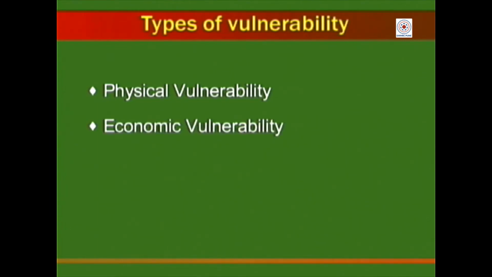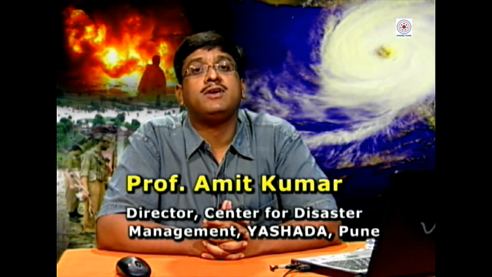We find different types of vulnerability. It may be physical vulnerability, economic vulnerability, or social vulnerability. In physical vulnerability, whatever infrastructure you develop, in terms of your built environment, maybe housing stock, commercial buildings, water or sewage lines, or bridges, these are all physical entities in our society, and if we do not take disasters into account, they are going to be affected. So these come under physical vulnerability.